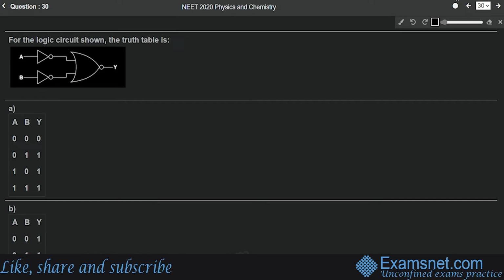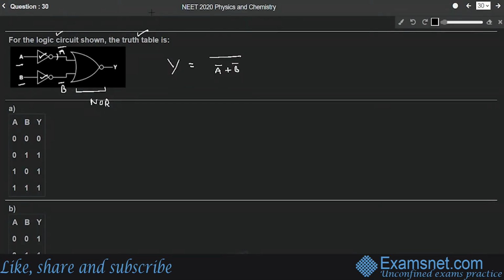Question number 30 is from the chapter Semiconductor Electronics, and here we have to find the correct truth table for the given logic circuit. So we can see that two inputs A and B are passing through NOT gates first. After passing through this NOT gate, A will become A bar. Similarly, after passing through this NOT gate, B will become B bar. And this is the NOR gate. So the inputs for NOR gate are A bar and B bar. So what will be the output Y? It will be equal to whole bar of A bar plus B bar, right?